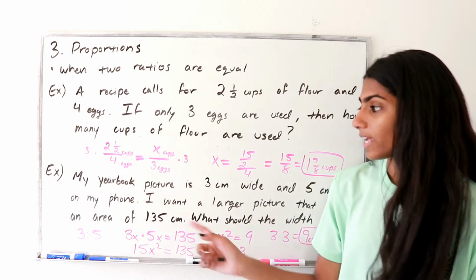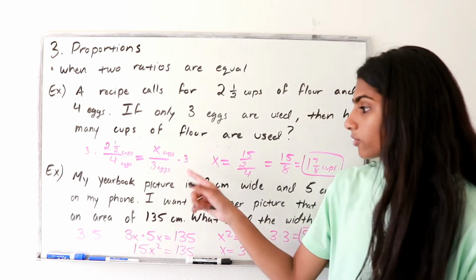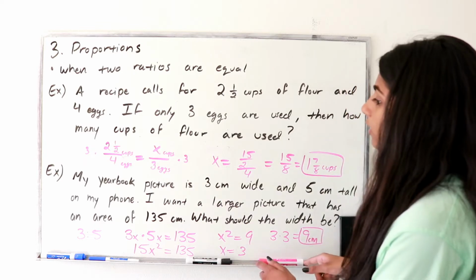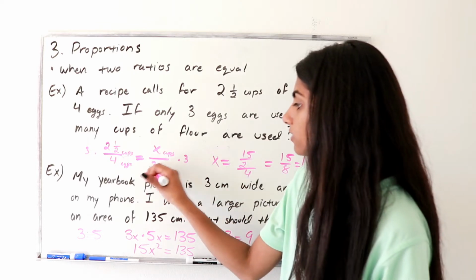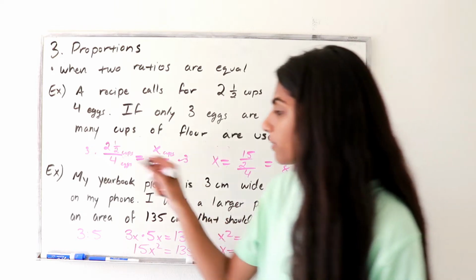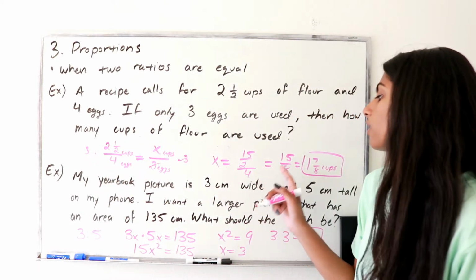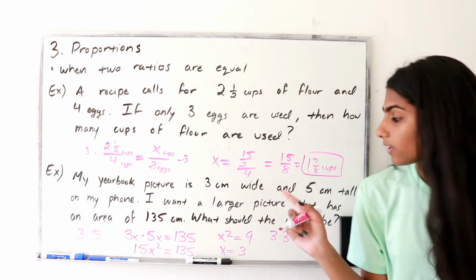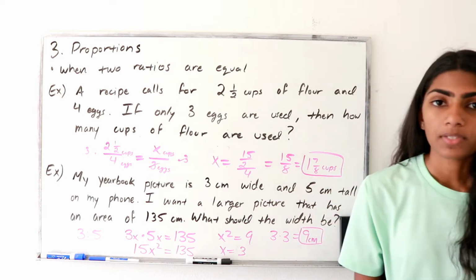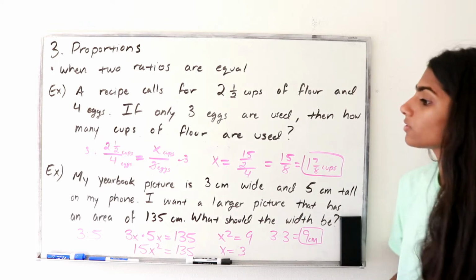Now what I'm going to do is isolate the variable, and to do that I have to multiply by 3 on both sides. So I multiplied this side by 3, which canceled out the 3, and I multiplied this side by 3, and I got 15 over 2 over 4, which then is equal to 15 over 8, which is equal to 1 7/8 cups. So that's how many cups of flour are used.